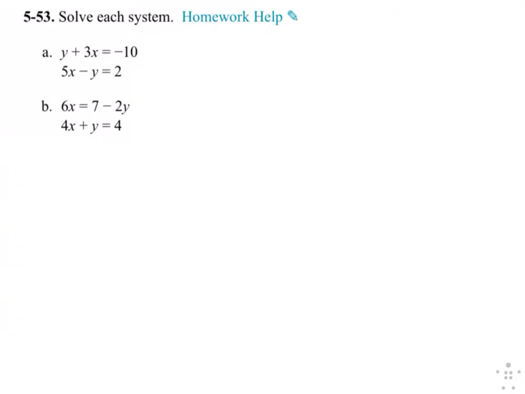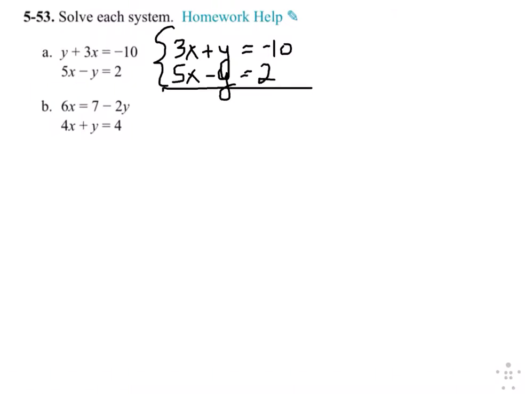Okay, for 53, they want us to solve equations. So for A, let me just rearrange the top equation, 3x plus y, to put them in order, x and y, equals negative 10. And then the bottom one is 5x minus y equals 2. So this is set up perfectly for elimination.